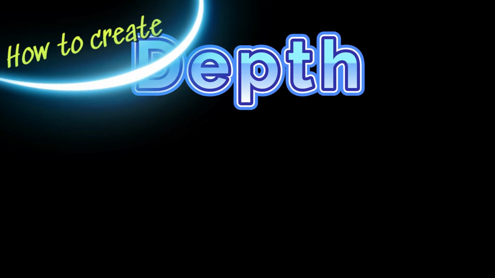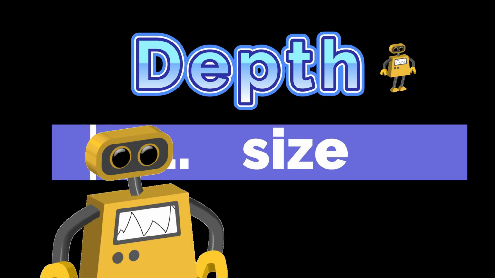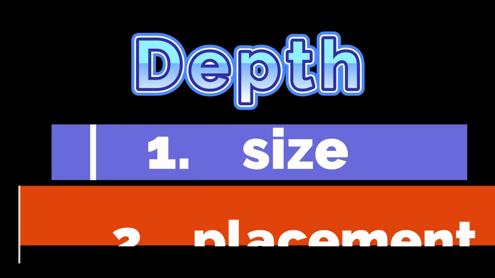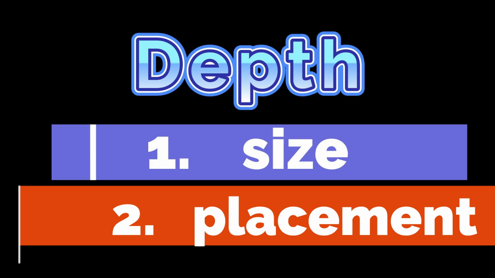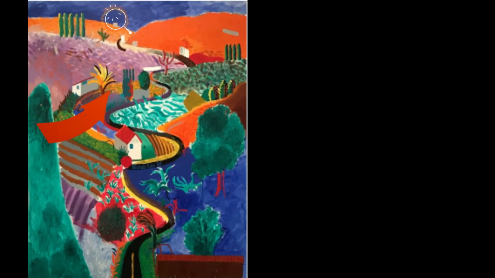Nice discussion, folks. We are talking about how to create depth, and we are going to use two strategies. The first one is size. Something farther away should be smaller than something close. The second strategy is placement. If you want something to look further away, put it closer to the skyline.